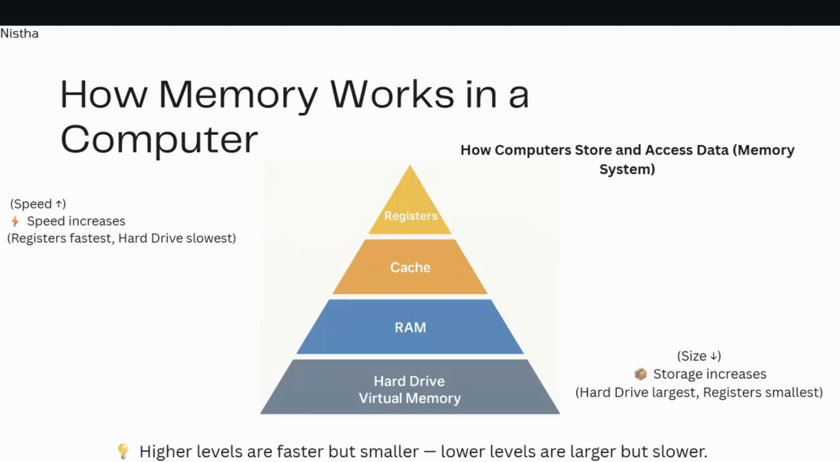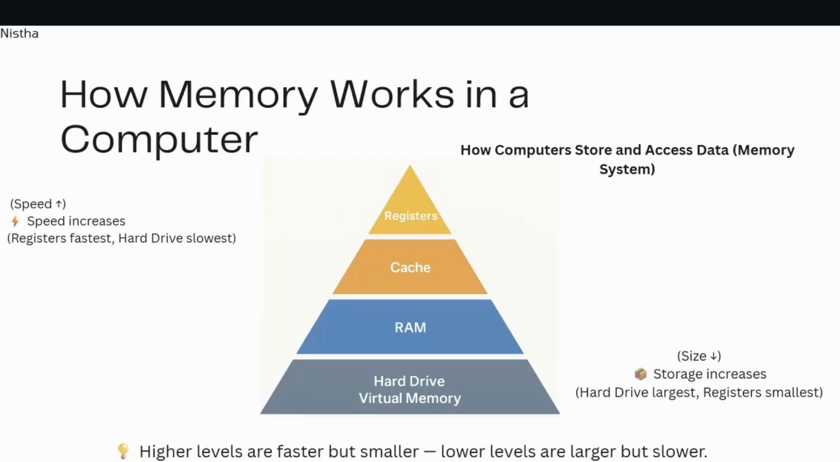Computers use different types of memory, and each level has a different speed and size. At the very top, we have registers, which are the fastest but store the least amount of data. Next is cache, which is still very fast and stores frequently used data close to the CPU.